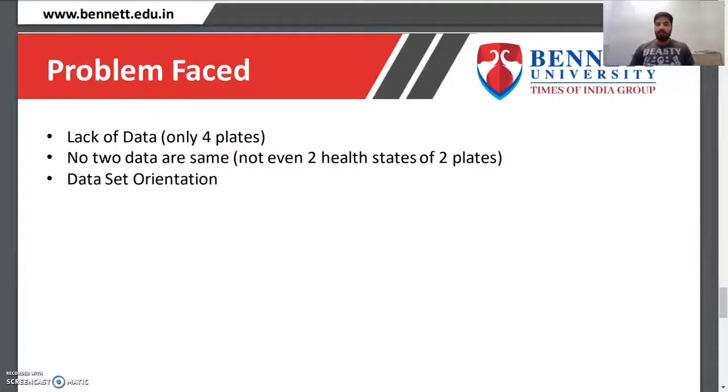No two data are the same. Even the first plate and second plate healthy states have different signatures. That helps us in the modeling process, but it is really hard to model. It presents a problem and a solution for a different problem. And dataset orientation was also a problem. We cannot treat it as time series data or apply a heavy model on it. We need it to work on any handy device, so we needed fewer computations and accurate results.